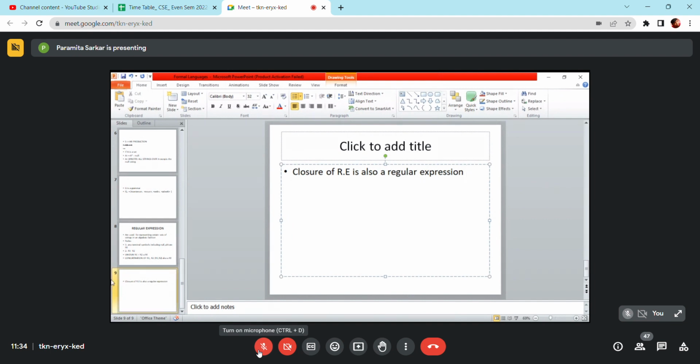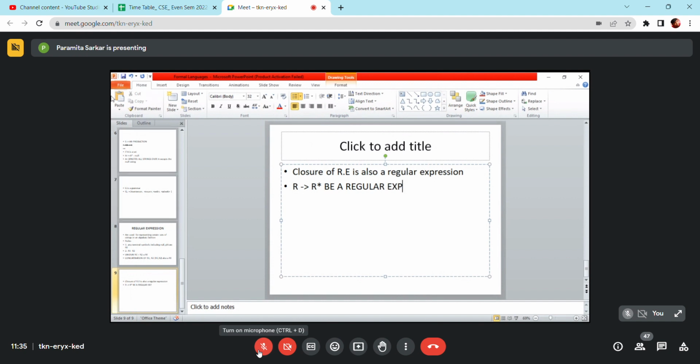Now, what does it mean? It means that if we get the closure of R, let capital R be a regular expression, this is called the closure of a regular expression. Now, what does it mean? So this is also a regular expression.